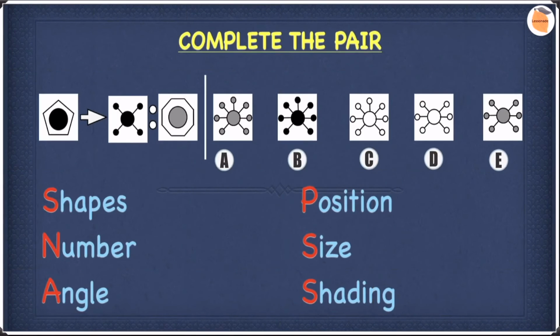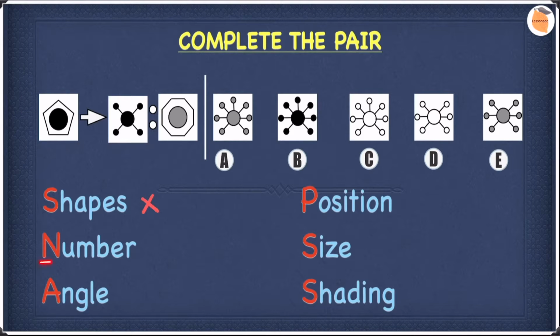Let's have a look at this example, and for this example, we're going to use SNAPS to help us. First thing we're going to look at is going to be shapes. In terms of shapes, we cannot find a correlation by simply looking at both of the shapes, so we're going to cross shapes out. Let's move on to number.